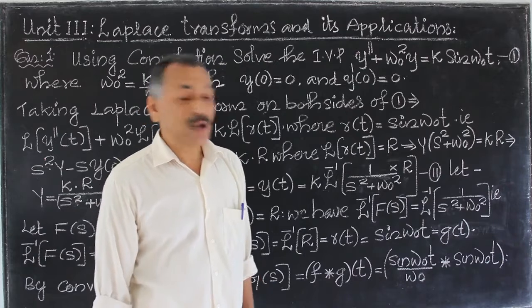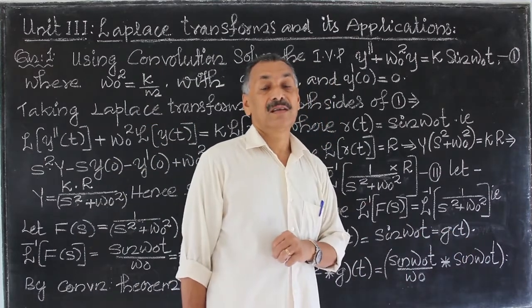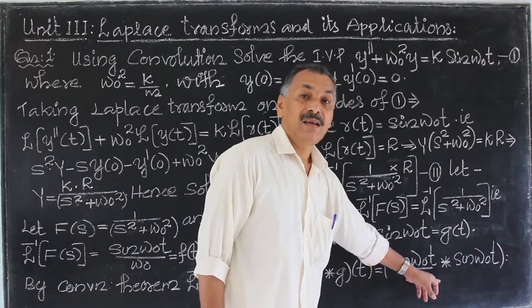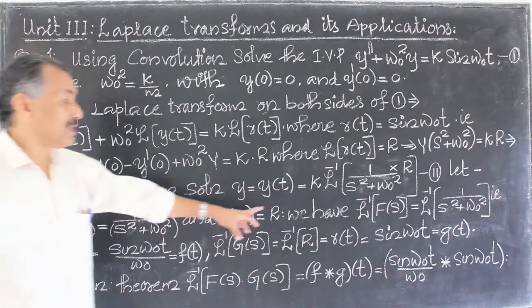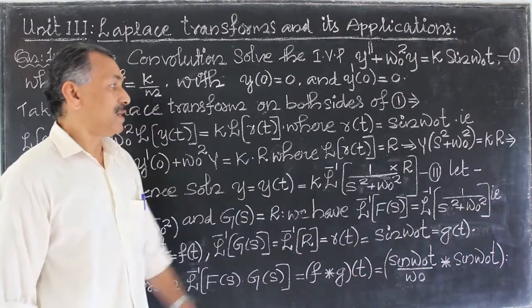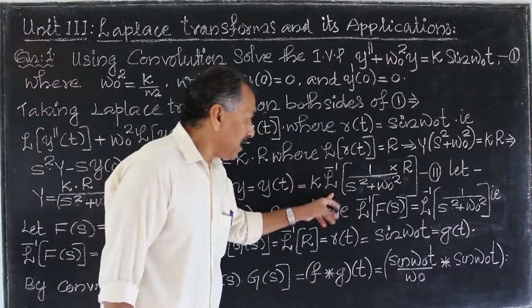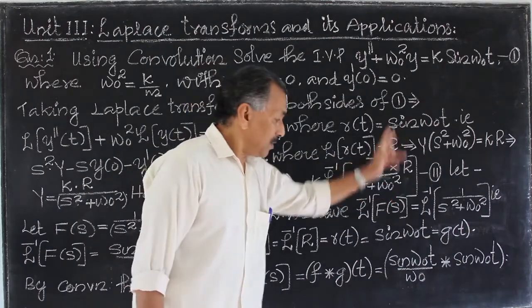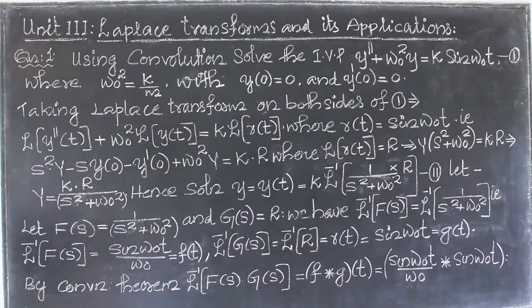Now 1 divided by omega naught outside എടുത്താൽ sin at convolution sin at നമ്മൾ ആദ്യം റിസൾട്ട് ചെയ്തിട്ടുണ്ട്. അല്ലേ? ആ റിസൾട്ട് എടുത്താൽ നമുക്ക് ഇതിന്റെ വാല്യൂ ആയി. അങ്ങനെ y of t is equal to k into L inverse of F(s) into G(s). It's a very important problem.